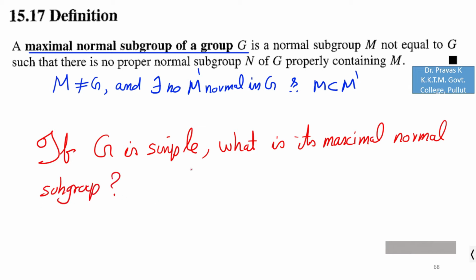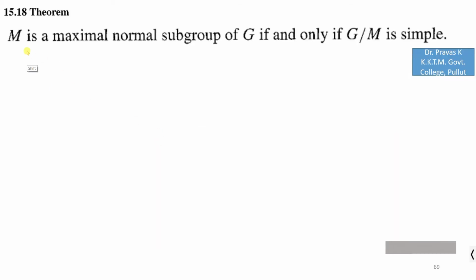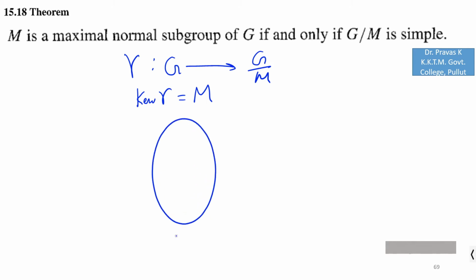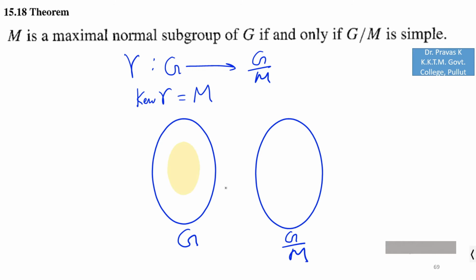Now we go to the next theorem, that is, M is a maximal normal subgroup of G if and only if G over M is simple. The proof is simple if you consider the homomorphism gamma from G to G over M, which takes some small g to g capital M, with the kernel of gamma equal to M. Remember that the kernel of gamma is the collection of all elements in G that are mapped to the identity element in G over M, which you know is equal to M.